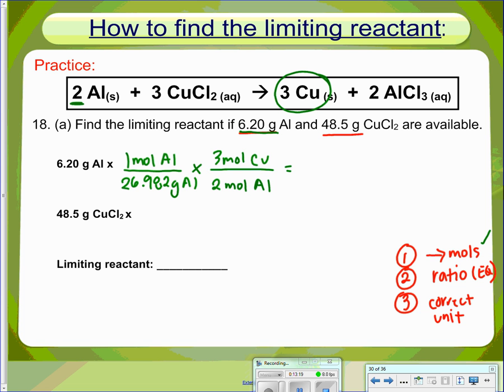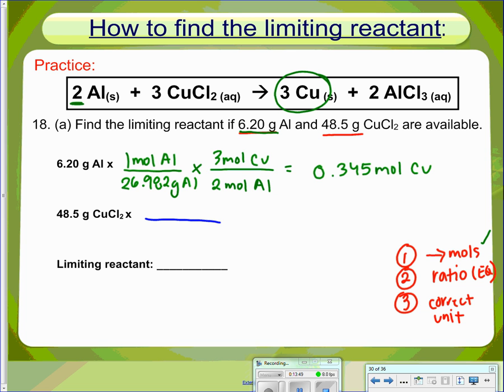So 6.2 times 3 divided by 26.982 divided by 2 gives me, in my calculator, rounding to 3 sig figs, 0.345 moles of copper.